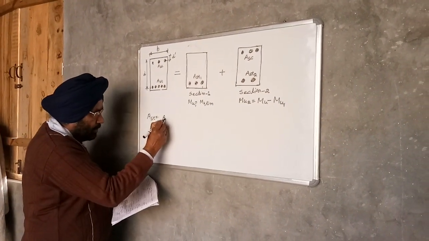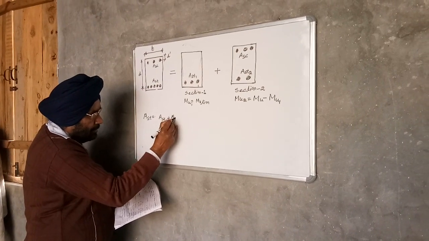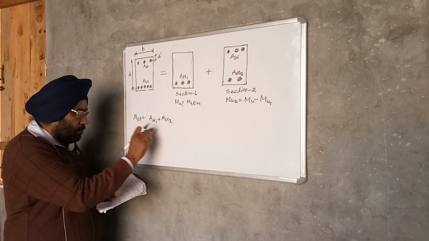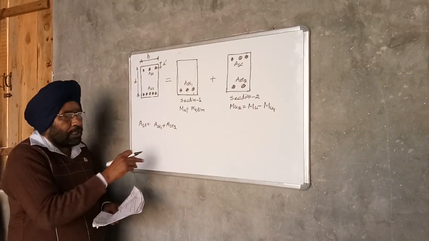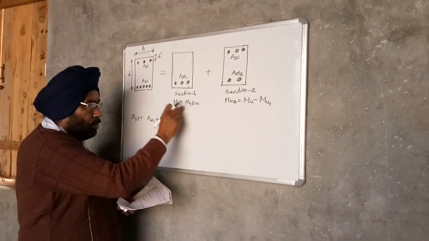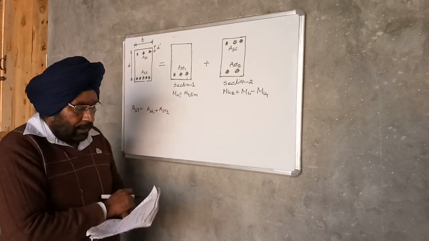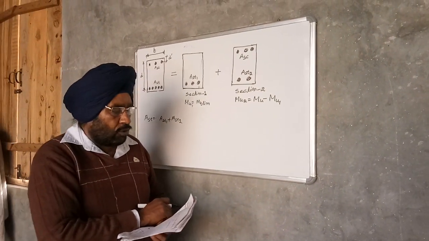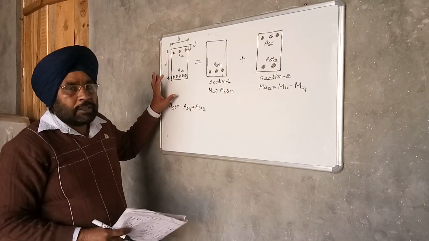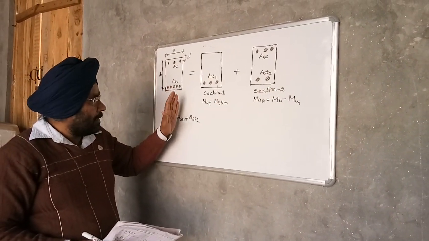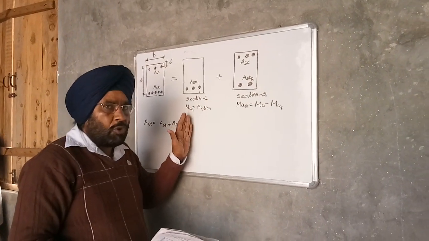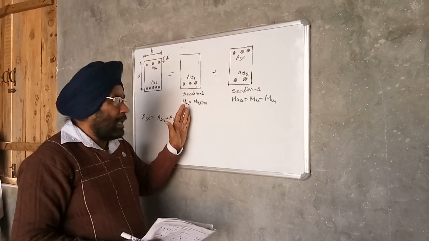This is equal to Ast1 plus Ast2. Ast1 is the area of steel in tension for a singly reinforced beam section required to resist moment Mu1, and Ast2 is the area of additional steel in tension required to resist moment Mu2. Actually, this doubly reinforced beam section consists of two sections, section 1 and section 2. Section 1 corresponds to the balanced section.